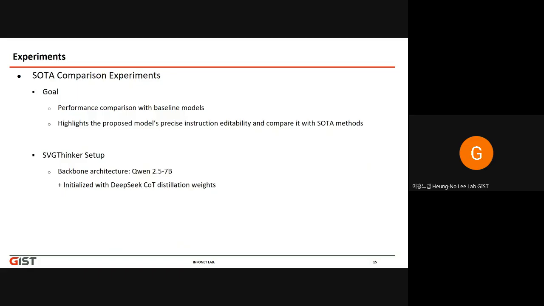Then they gave some comparison experiments with SOTA models, to highlight the proposed model's precise instruction editability. They use the Qwen 2.5 7 billion model as the backbone, initialized with DeepSeek's chain of thought distillation weights.